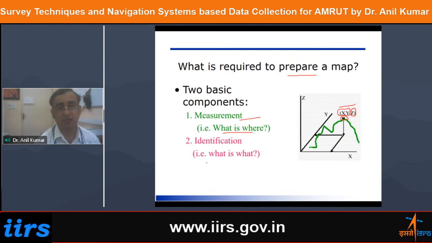Identify what is what. Is this straight line a canal, a road, or a railway track? That has to be identified. Is this rectangular shape a ground, a building, or something else? That has to be identified. So that is what is what. Two things we have to do: one is to locate any object with the help of coordinates, and second is to identify what that object is.